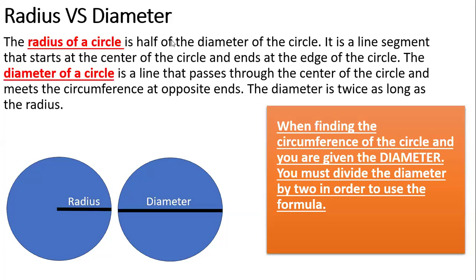So again, when you're trying to find the circumference and you are given the diameter, you have to divide that diameter by 2. And the reason why you're dividing the diameter by 2 is because you're not given the radius. You have to find the radius. So you're going to take whatever your diameter is and divide it by 2.